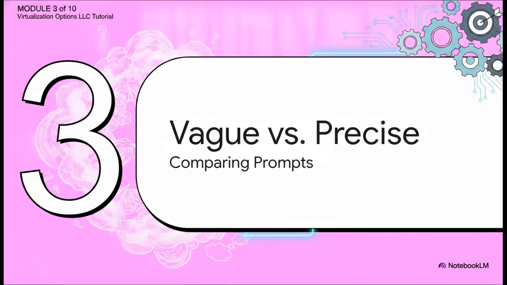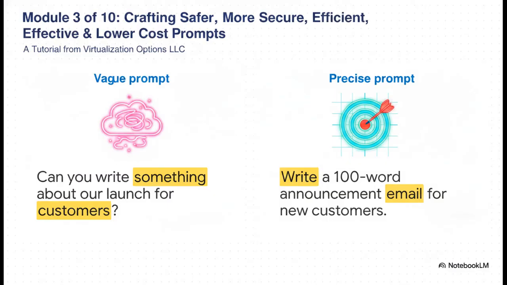Let's move to Section 3, vague versus precise prompts, so you can see exactly how this looks in practice. This comparison really hits the nail on the head. Imagine starting with a vague prompt like, "Can you help me write something about our new product launch that we could maybe use for customers?" That is full of filler words. The AI has absolutely no idea how long something is or what format you actually want.